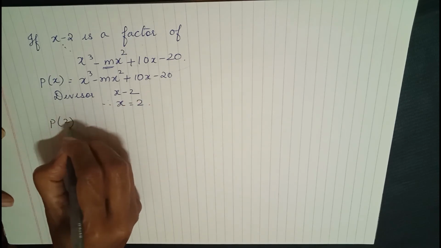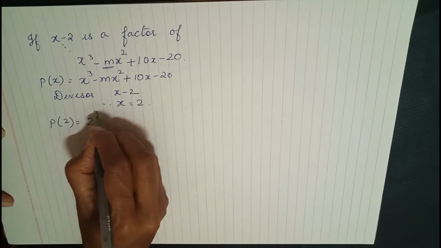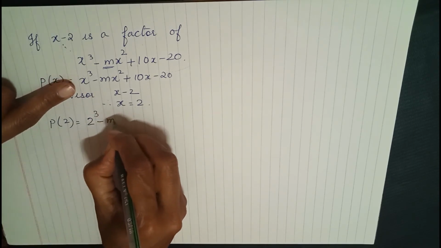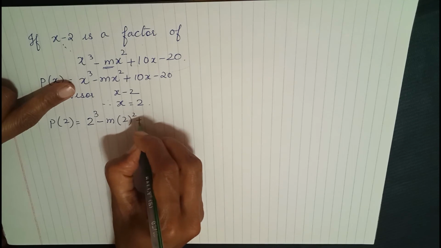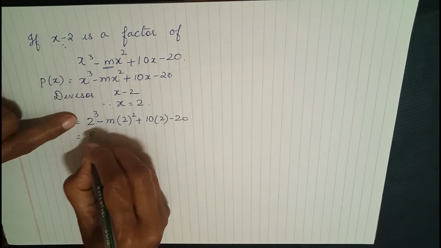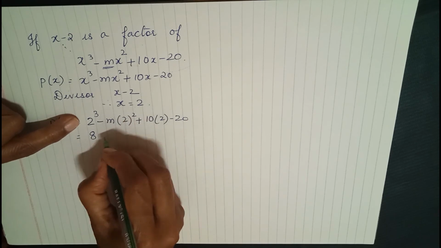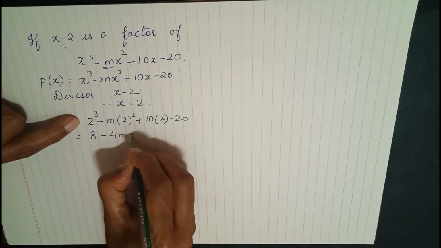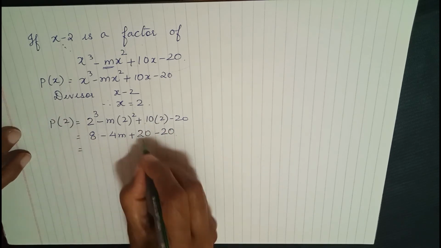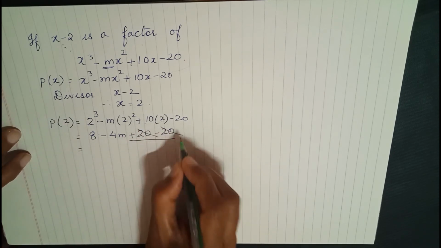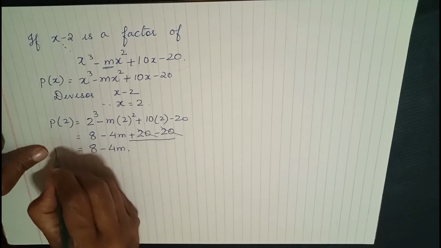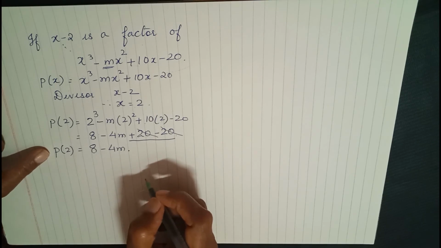Let's find the value of the polynomial using 2. So wherever there is x, I am substituting 2. So 2 cube minus m into 2 square plus 10 into 2 minus 20. So 2 cube is 8, 2 square is 4, 4 into m is minus 4m, 10 into 2 is 20, minus 20. Now we can see plus 20 minus 20 will get cancelled. What remains is only 8 minus 4m. So now this is the value of the polynomial when the value of x is 2.